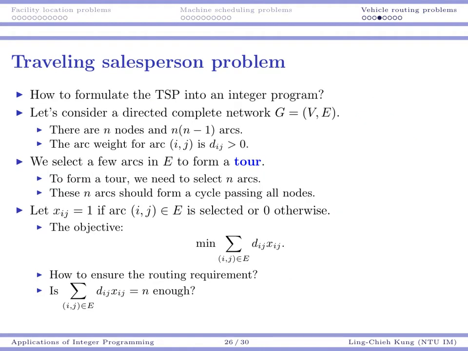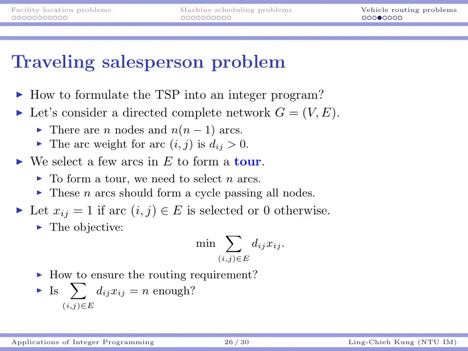So how may we formulate the TSP into an integer program? Suppose we are given a directed complete network. Complete means between each pair of nodes there is an arc. So if there are n nodes, then on a directed complete network, we would have n times n minus 1 arcs.